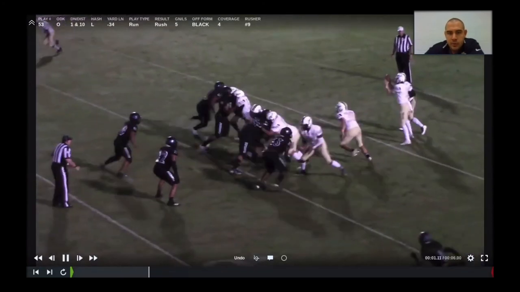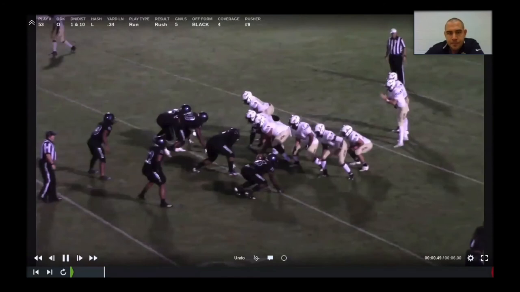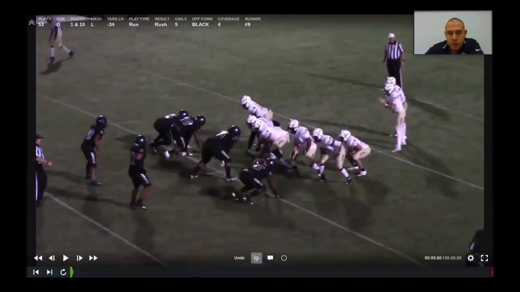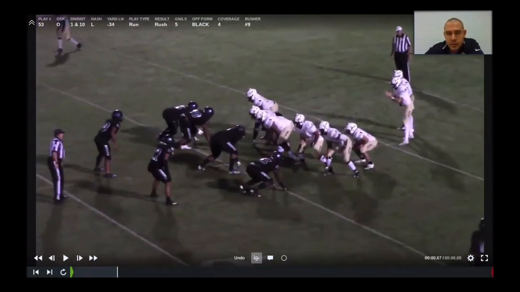All right, so this is probably the best team that we play down here. And we're going to run inside zone to the left. So we have 0, 1, 2, -1, -2. Then this guy right here will obviously be the -3, and we'll handle him with our H-back. If the tight end was on the line, he would handle him here.